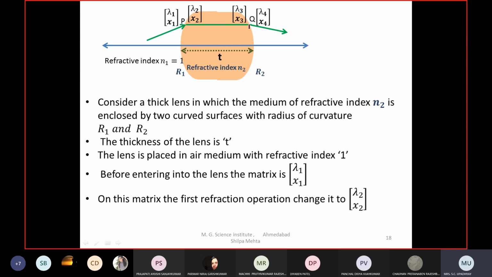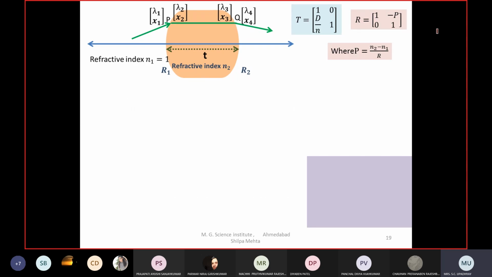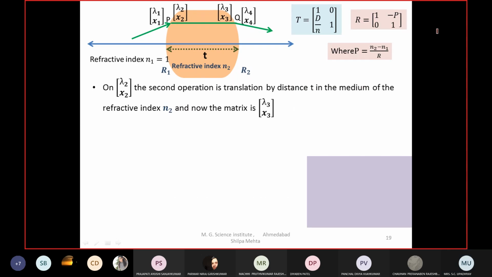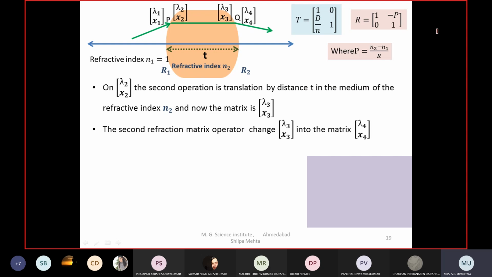And the last operation is, which operation is last? Refraction. Again, a refraction takes place. So we can say that the second operation is translation and the third operation is the second refraction on the matrix lambda 3 x3 and it changed into the lambda 4 x4. Where we already know that the translation matrix operator is 1 0 d upon n1 1 and the refraction matrix operator is 1 minus p 0 and 1.